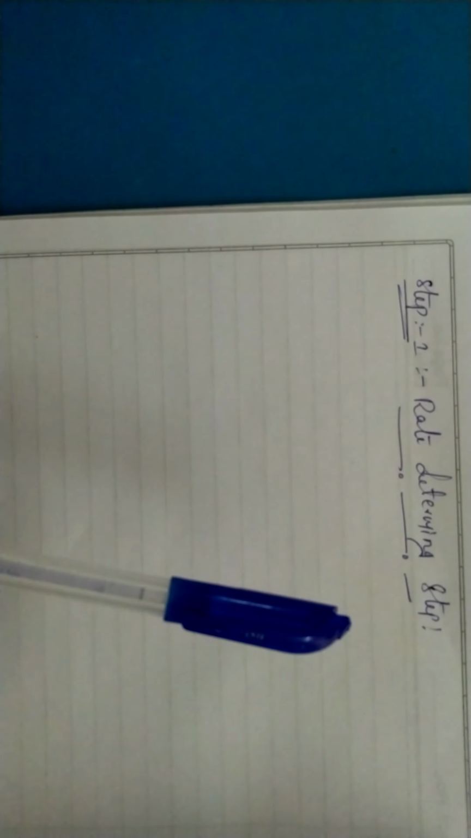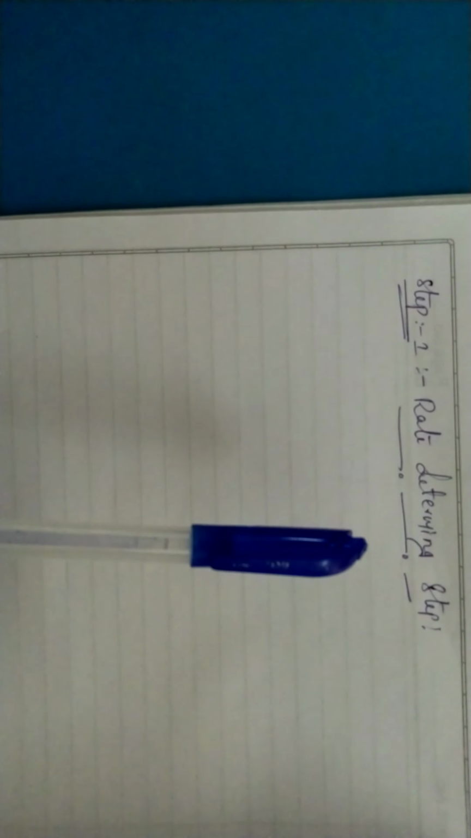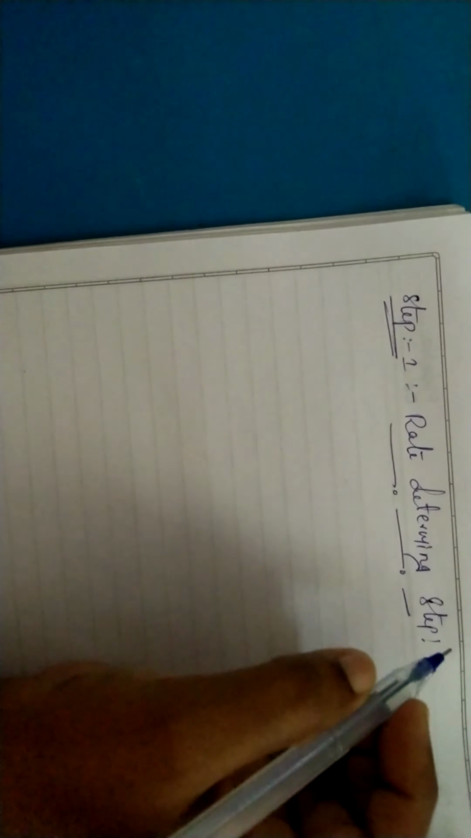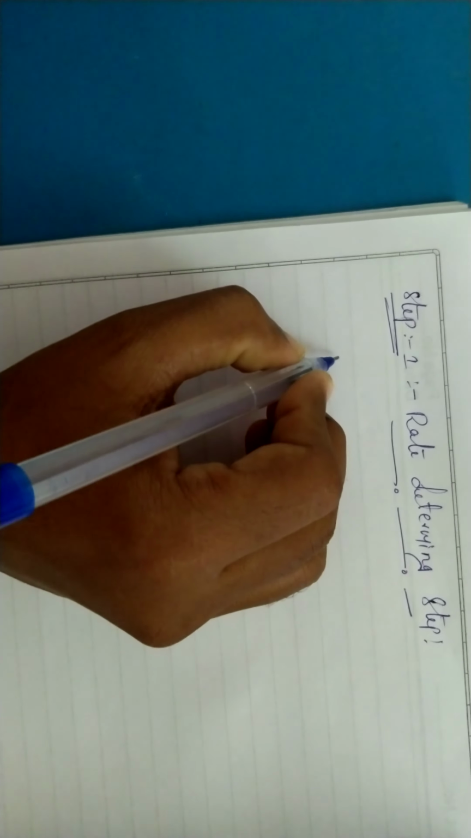If any slow step is in the reaction mechanism, that slow step is generally called the rate determining step. That means where we can determine the rate. That means in that slow step only we can determine the rate of a reaction. So the first step is called the rate determining step. We'll see what happened in the rate determining step.